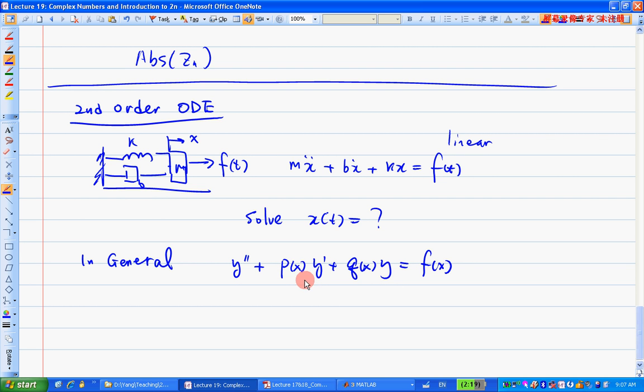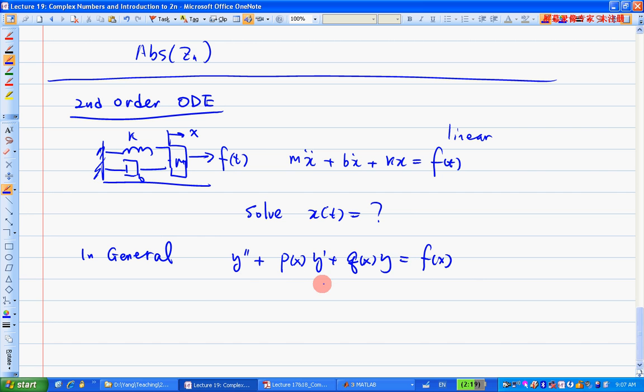Okay, so let's suppose the independent variable is x. You can change that to t. Absolutely. Okay.